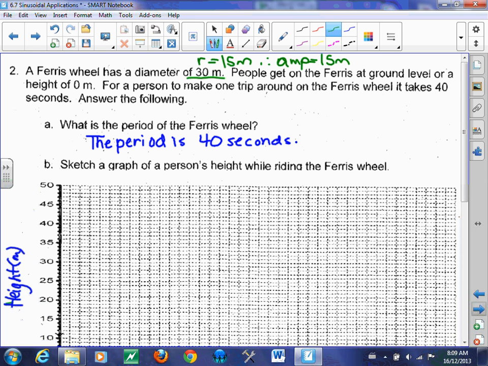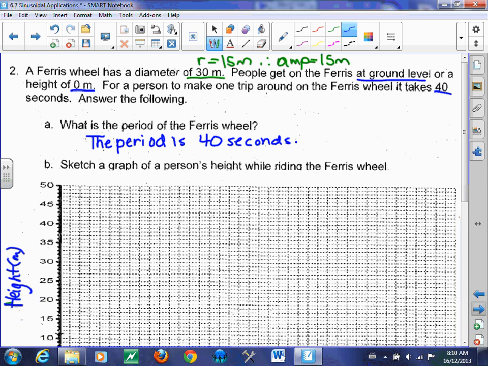Okay, because that's going to be the change from your maximum to your minimum. It's going to be 30 total, but to get your amplitude, it's going to be half of that, which is 15 meters. All right, so people get on the Ferris wheel at ground level. Hey, that makes it nice. So at ground level, okay, or a height of 0 meters, that's awesome. Okay, and for a person to make one trip around the Ferris wheel, it takes 40 seconds.